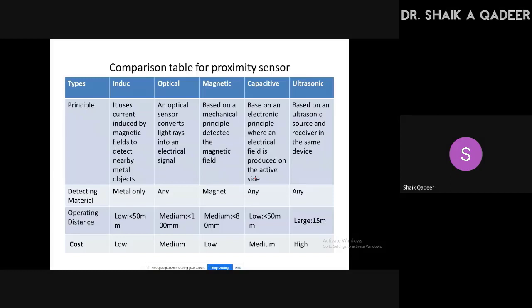A brief comparison of all these sensors is listed here in this table.